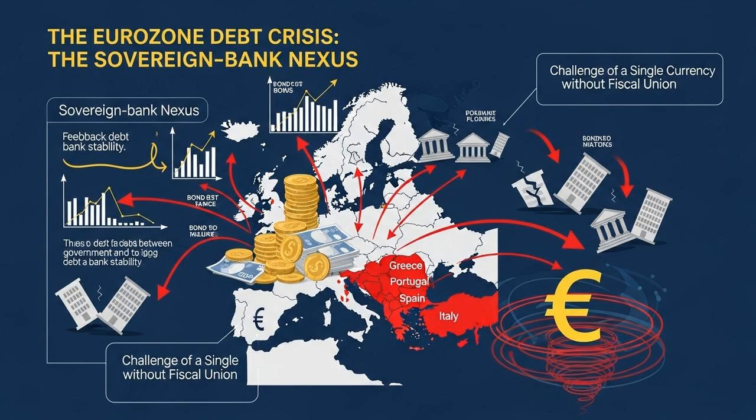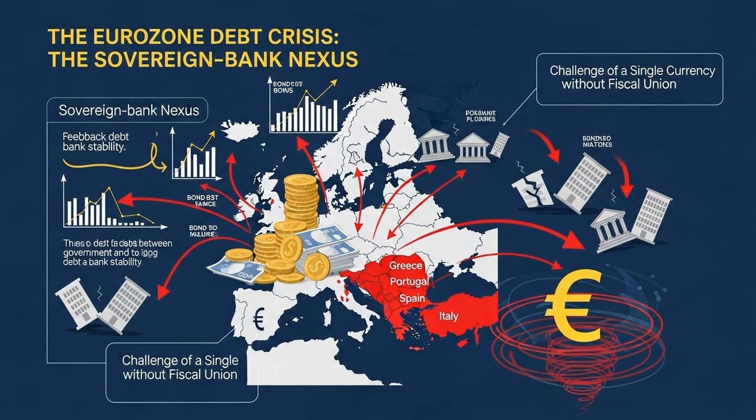Finally, let's consider the Eurozone Debt Crisis, which began in late 2009. This was a complex crisis involving governments, banks, and the unique structure of the euro. It was triggered when it was revealed that Greece had been drastically understating its budget deficit. This shattered investor confidence, and Greece's borrowing costs skyrocketed. The contagion spread to other Eurozone countries with high debt, like Ireland, Portugal, Spain, and Italy.